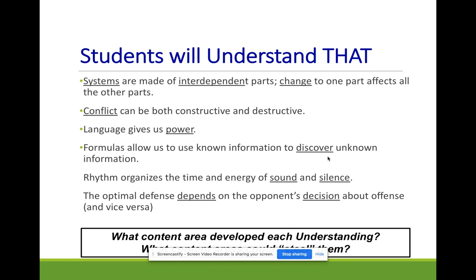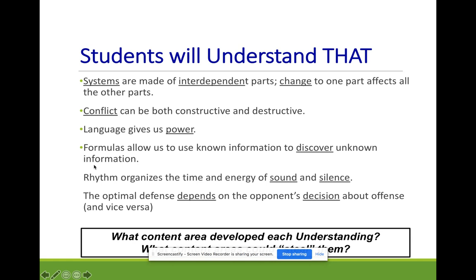Formulas allow us to use known information to discover unknown information. Math teachers. Why didn't my math teacher teach me that? I thought a formula was to trick me. So it might seem obvious if you are a math person. For people who are not math people, it is not. So to say, hey, a formula is like a key, like it unlocks things. Pretty cool. Science teachers might be able to use that as well.